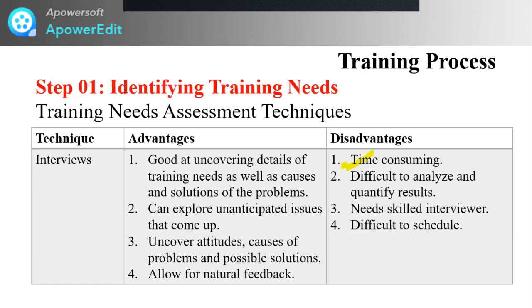It is time consuming. We assume there are 100 employees. Then we assume we schedule 30 minutes for each one. How much time do we have to spend? It is also difficult to analyze and quantify results. If our questionnaire is not structured and has open-ended questions, then we gather many ideas from many angles. Then how do we summarize the data? It is very difficult to analyze and quantify results.